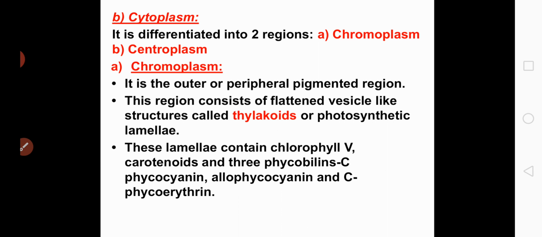Chromoplasm is the outer or peripheral pigmented region, which consists of flattened vesicles called thylakoids. These thylakoids are also called photosynthetic lamellae. Once again, I'll repeat: chromoplasm is the outer or peripheral pigmented region that contains flattened structures called thylakoids or photosynthetic lamellae. And these lamellae contain pigments such as chlorophyll, carotenoids, phycobilins, phycocyanin, allophycocyanin and phycoerythrin.